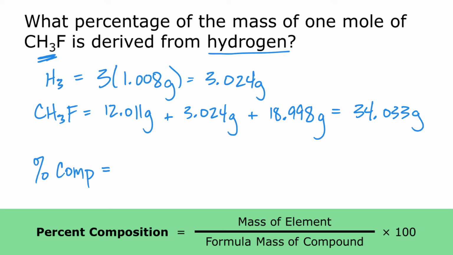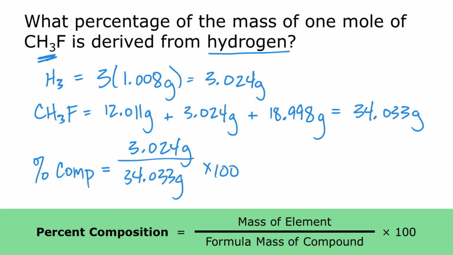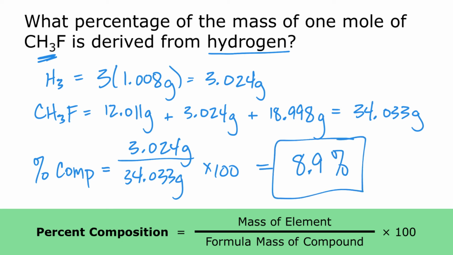So now, to find my percent composition, I'm just going to do some simple math to figure out what the answer is. So it's my part, 3.024, that's the mass of the element, divided by my whole, which is the formula mass, times 100. So the mass of the hydrogen divided by the formula mass times 100, and that tells me that hydrogen is 8.9% of the mass of this compound.